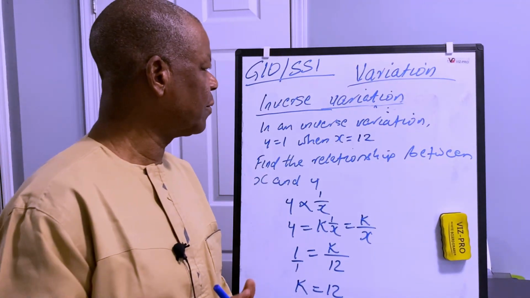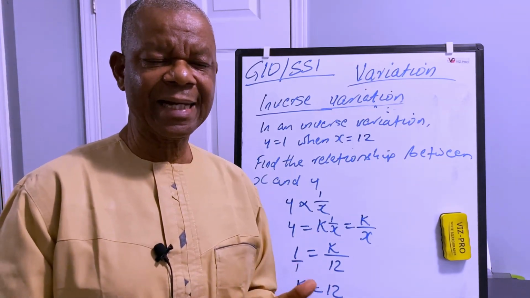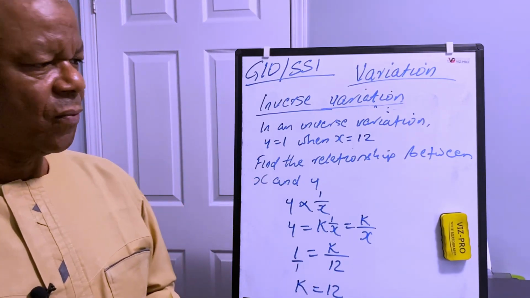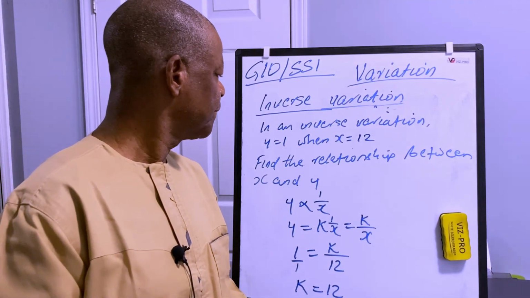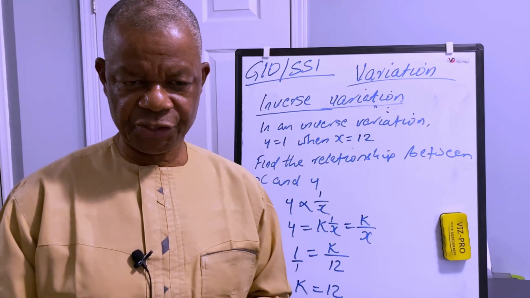This is for variation as it involves direct and inverse. We are stopping here for today, and when next we meet, we continue our discussion.